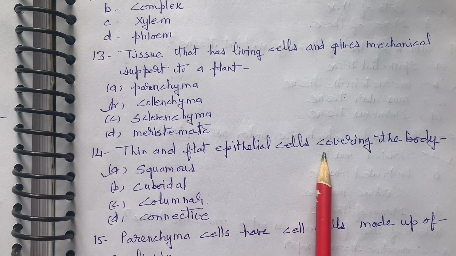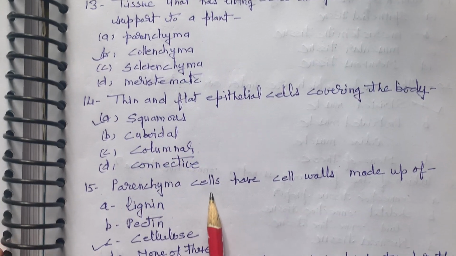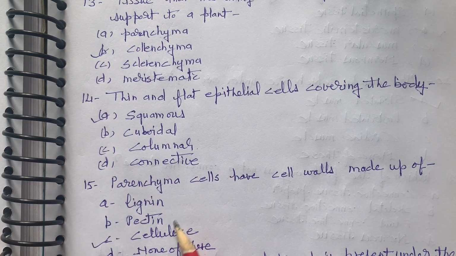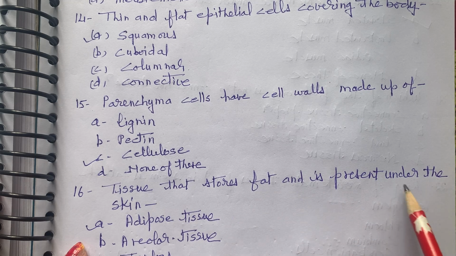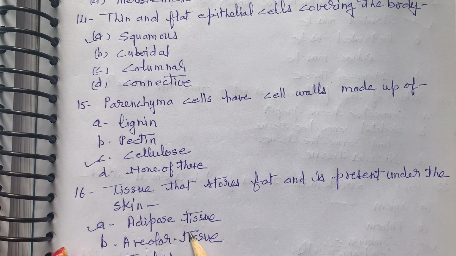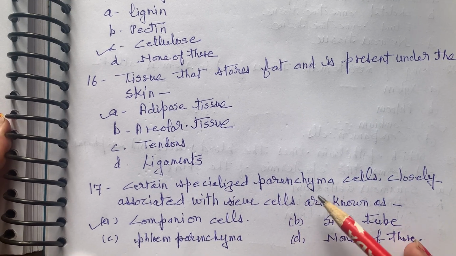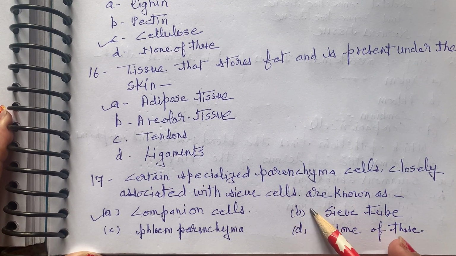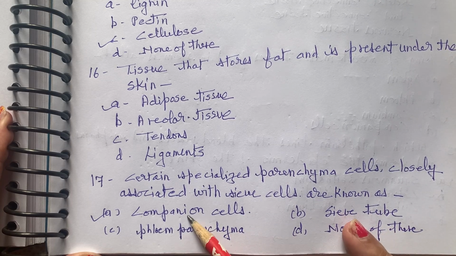Thin and flat epithelial cells covering the body: squamous, cuboidal, columnar, connective. It is squamous epithelium. Parenchyma cells have cell walls made up of: lignin, pectin, cellulose, none of this. Correct option is cellulose. Tissue that stores fat and is present under the skin: adipose tissue, areolar tissue, tendons, ligament. Correct option, adipose tissue. Certain specialized parenchyma cells closely associated with sieve cells are known as: companion cells, sieve tube, phloem parenchyma, none of that. Correct option is companion cells.